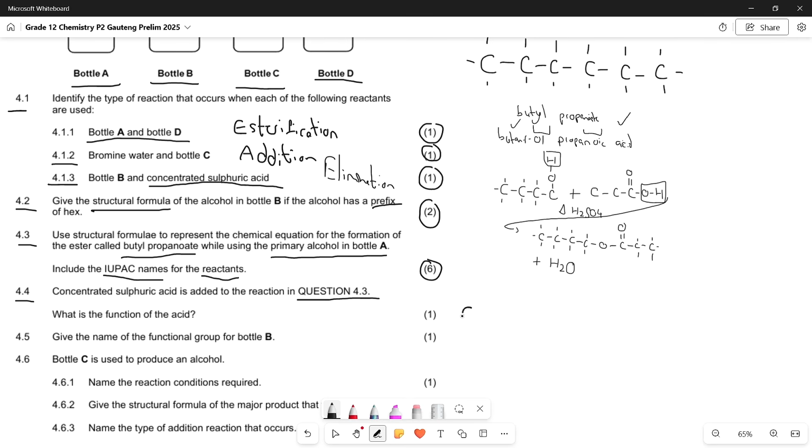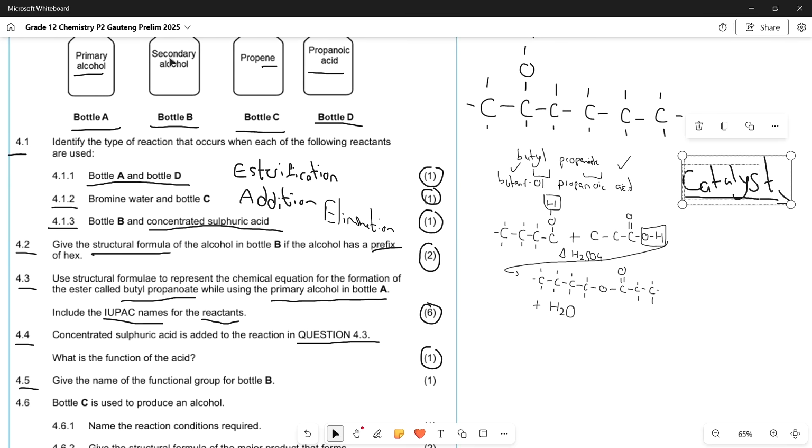So we're just going to write catalyst here. Other memos say that we can call it a dehydrating agent, but it does serve as a catalyst for this reaction to speed up, to happen more quickly. So that would earn us 1 mark over there. And then 4.5 says, give the name of the functional group for bottle B.